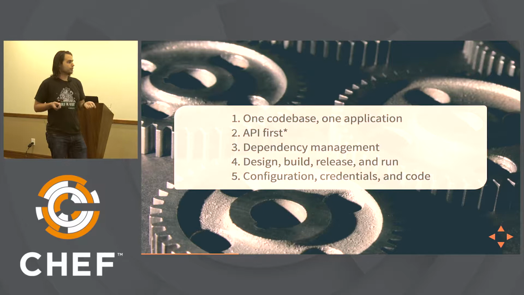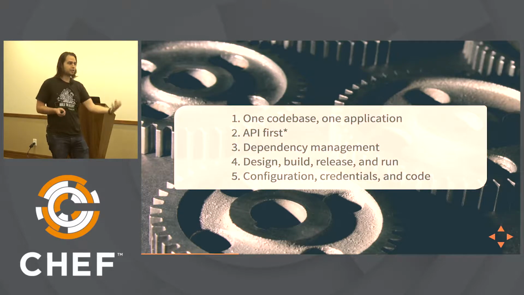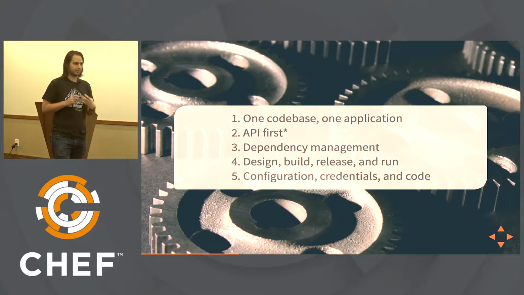The first one is one code base, one application. And what does that mean? Essentially, this means one Git repository for your application. And this could include multiple processes, including a web service, a worker service, a cron service, and things of that nature. It does not mean multiple apps. It's not like you should be packaging your iOS app and your web app in the same Git repository. That is forbidden under this.